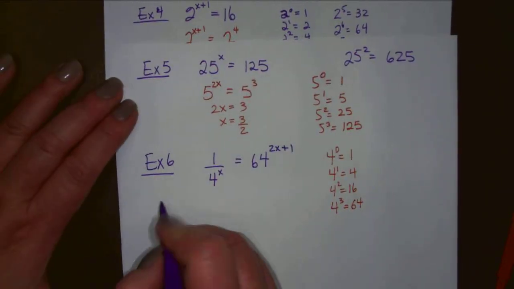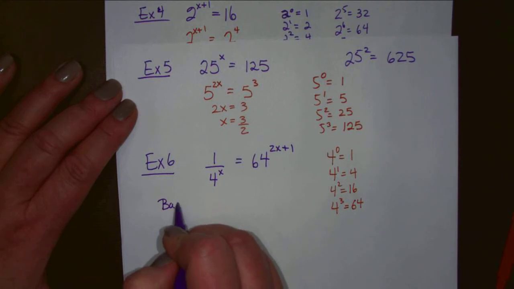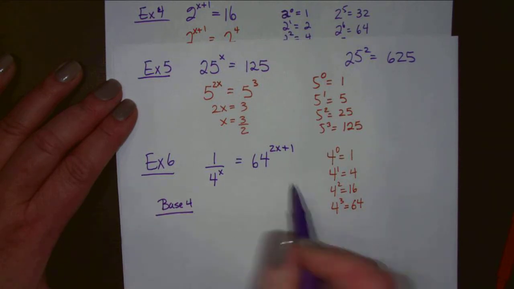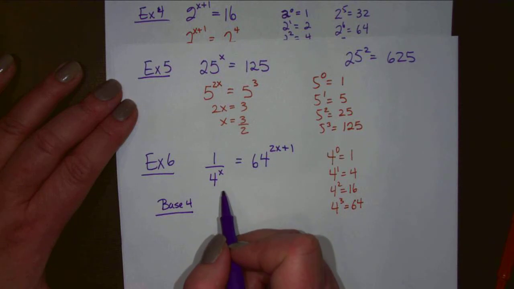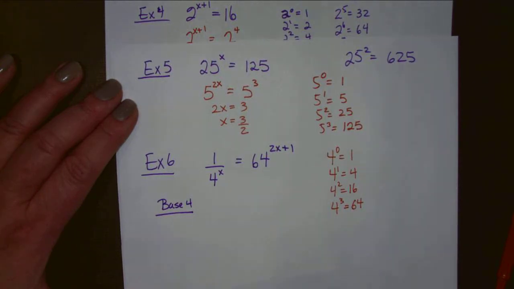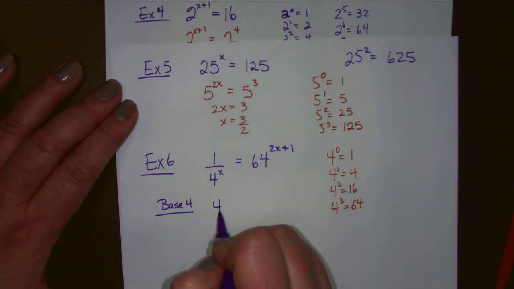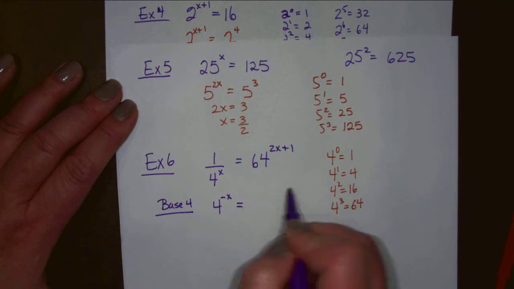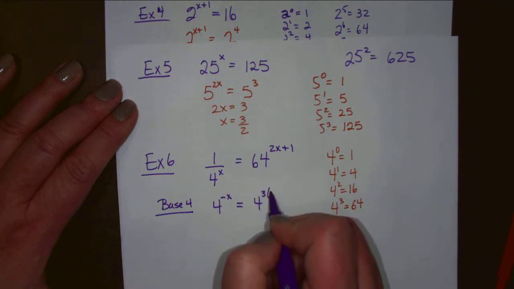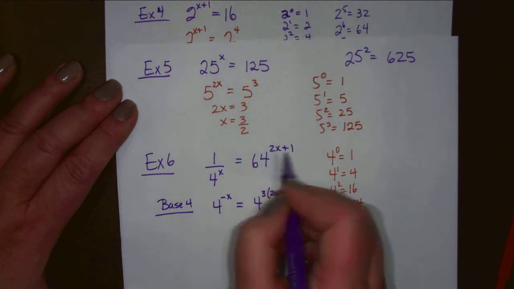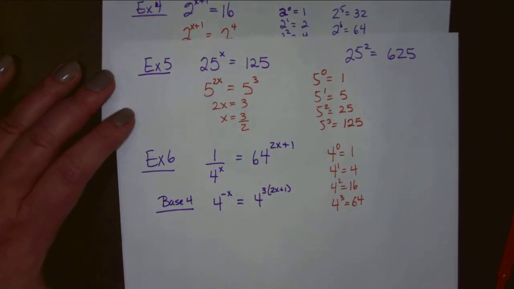So say we wanted the base to be 4. So this side is a problem. When you're comparing bases, it can't be in a fraction, it has to be on top. So how do we move the 4 up to the top? 4 to the negative x, because there's an x power here, so this is 4 to the negative x. And 64 is 4 cubed. Now be careful, we want to multiply the exponent that's already there by the 3. So make sure you put it in a little bracket.